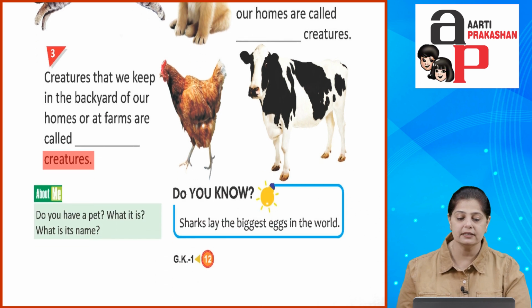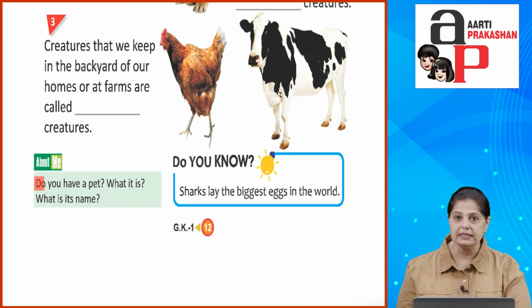Okay, next. So about me, do you have a pet? And what is it? And what is its name? So children, आपके घर पे कोई pet है आपका? Do you have a pet at home? And what is it? Is it a dog or a cat or a rabbit, or what is it? Or a fish in an aquarium? And what's the name that you've kept for that pet? So quickly answer this.